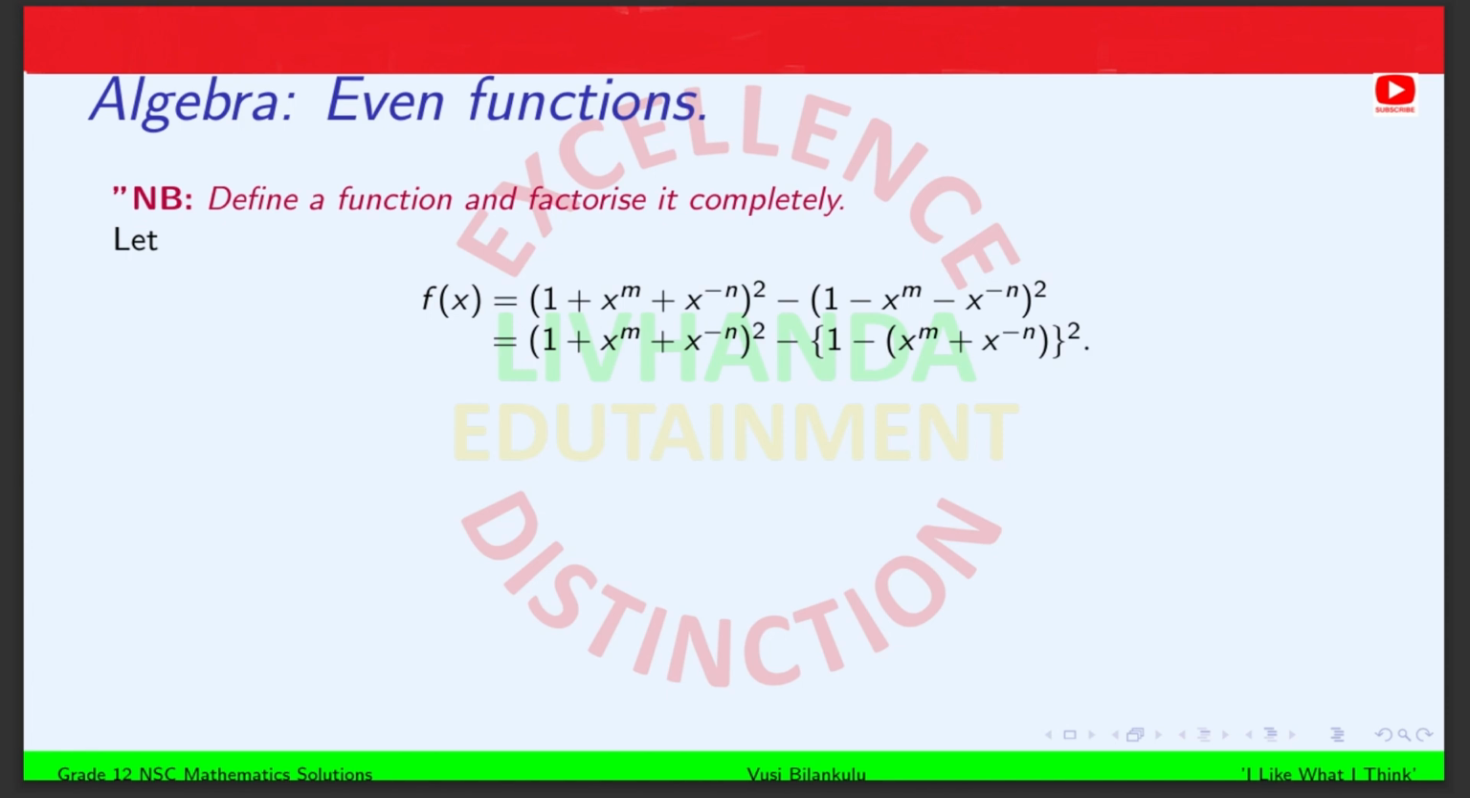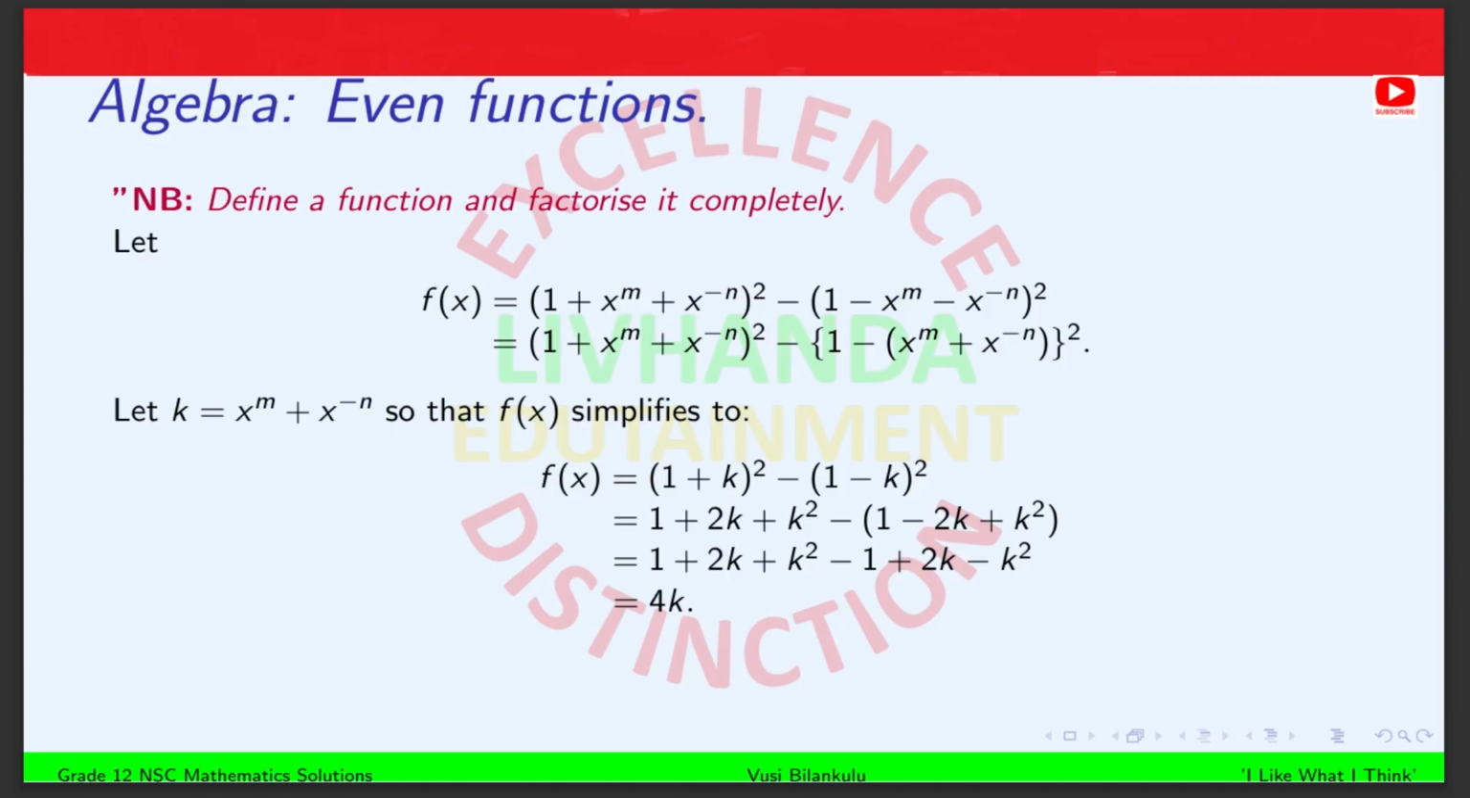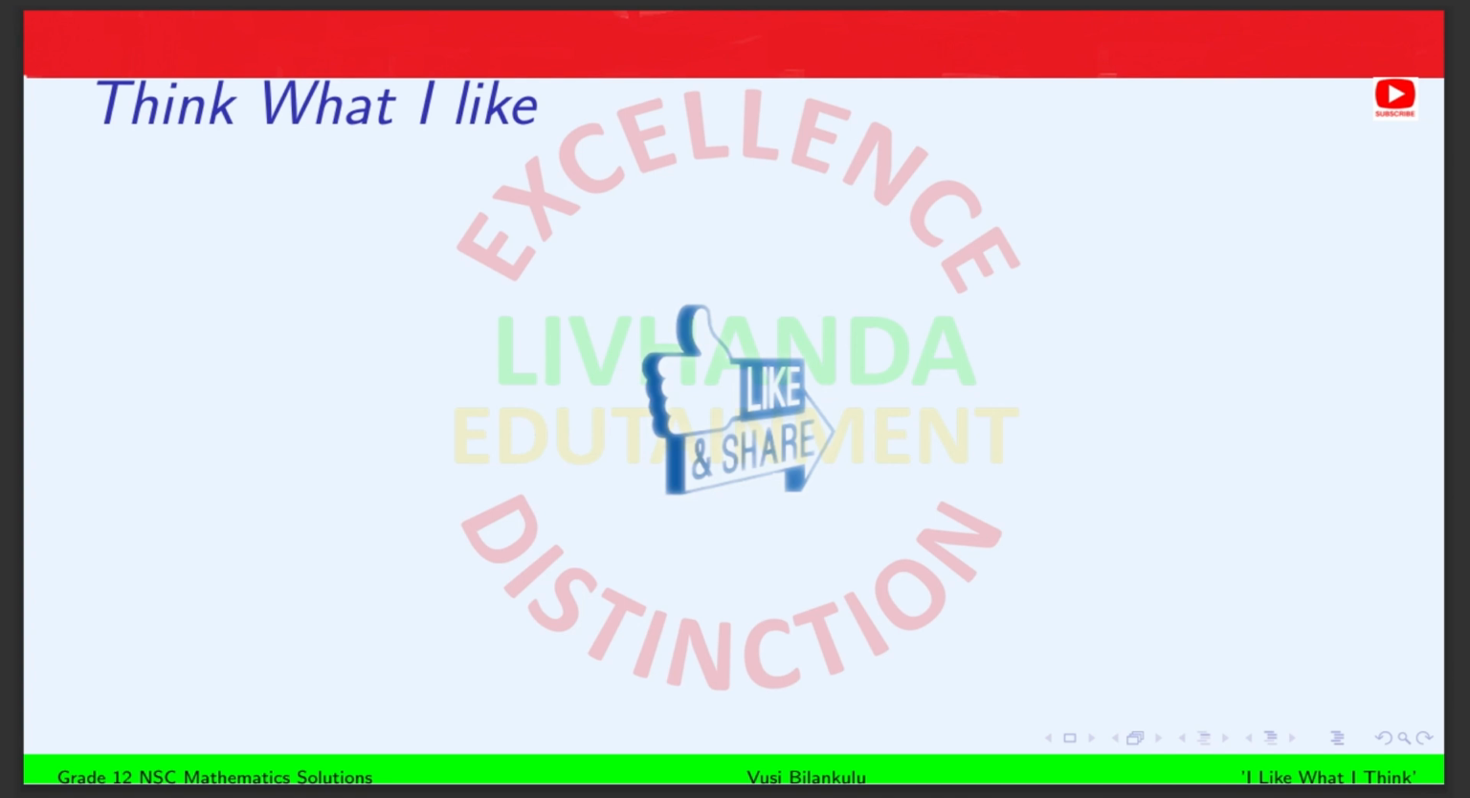The next step removes a common negative factor on the second term of the function, leaving a subterm of x exponent m plus x exponent -n. Now let k equal this subterm. That is, let k equal x exponent m plus x exponent -n, so that the function of x simplifies to 4k, as shown in this slide. Therefore, as required, the function of x is divisible by 2. The quotient is 2k. I hope you enjoyed my thoughts on exam techniques for mathematics questions on algebra.